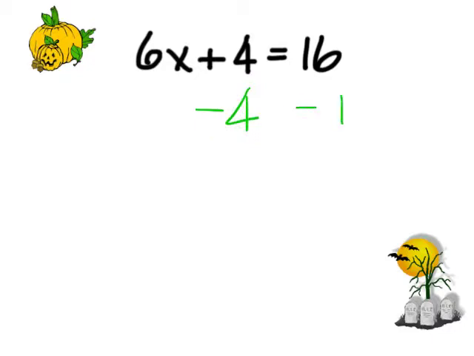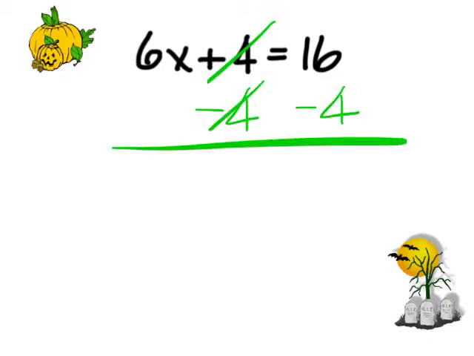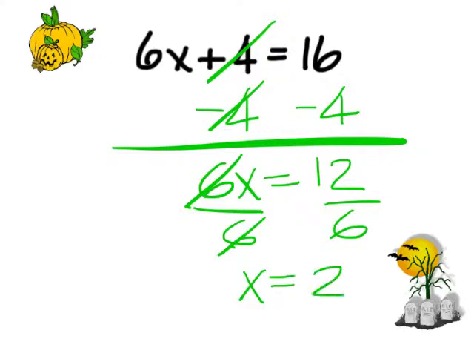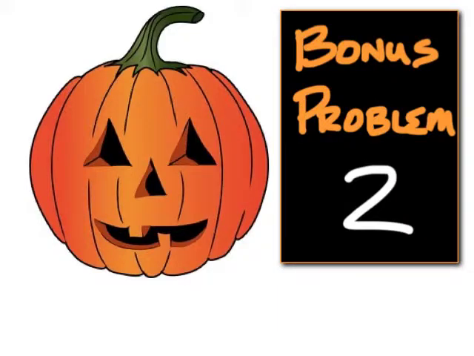Practice problem number 2. Here you should subtract 4 from both sides. These cancel out, and you're left with 6x equals 12. Divide both sides by 6, and you get an answer of 2.